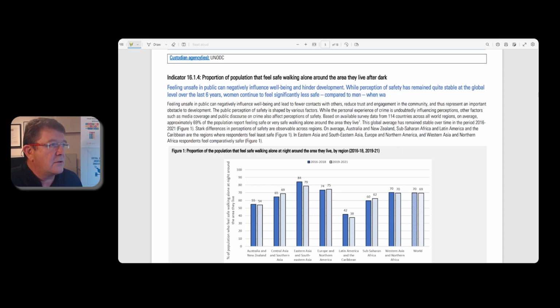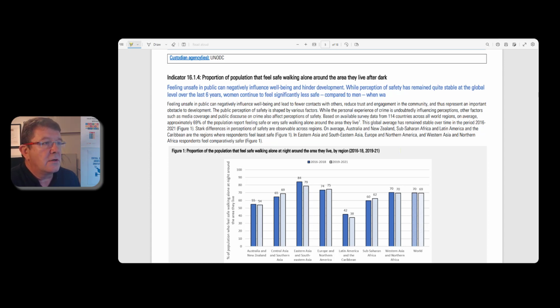Globally, the average for men and women is 70% and 69% respectively of feeling safe around the world. A couple of statistics that surprised me a little were particularly Australia and New Zealand, where only 55 and 54% of people felt safe walking around at night.